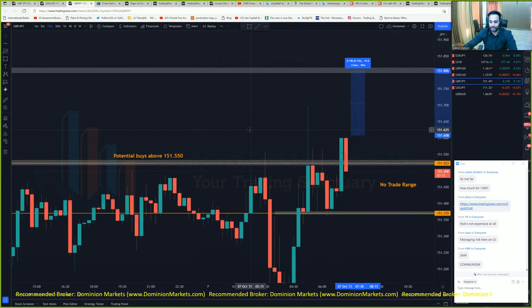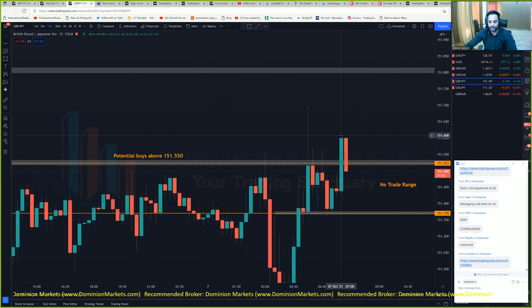It's just so disastrous. All right, good thing I didn't enter on pound yen. Was waiting for the break above here. Didn't happen, so no trade.